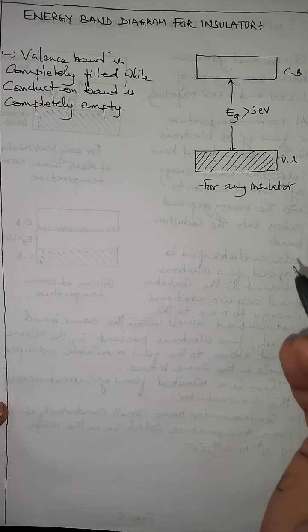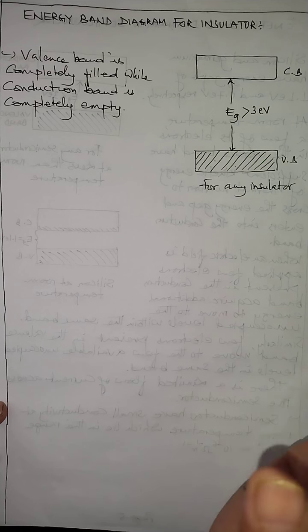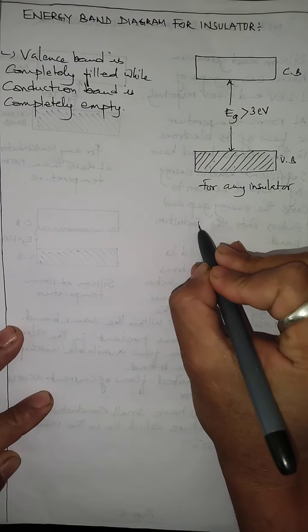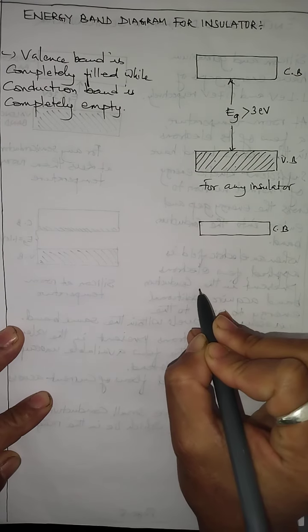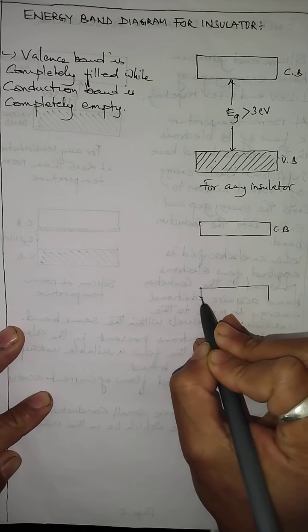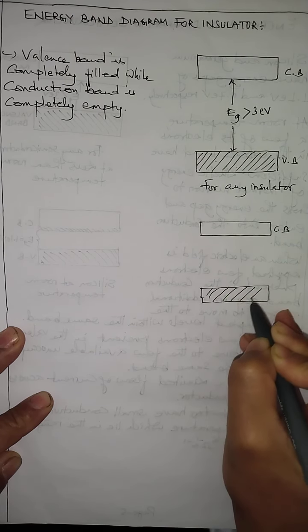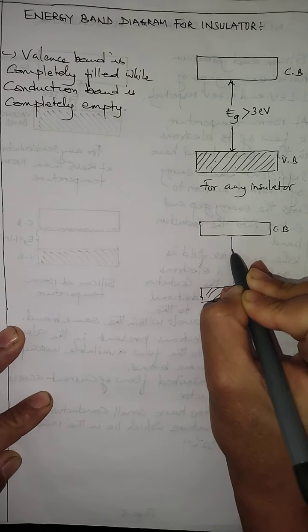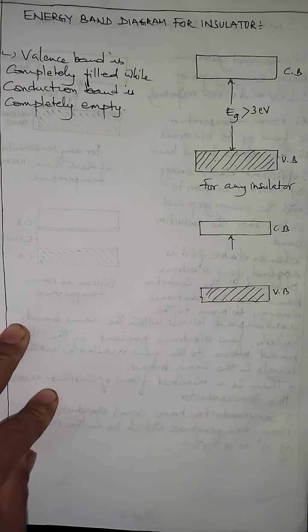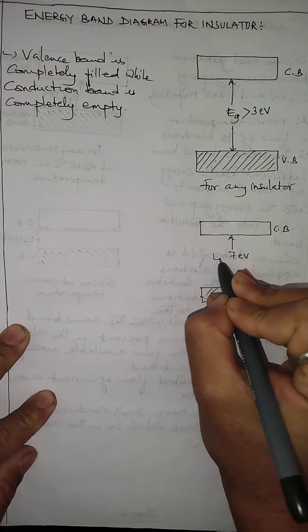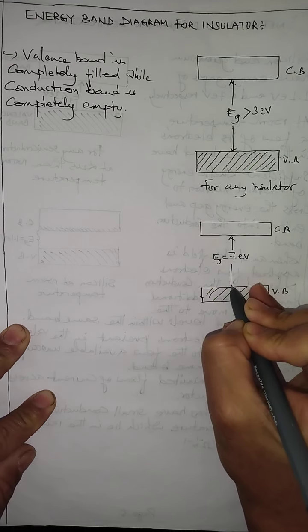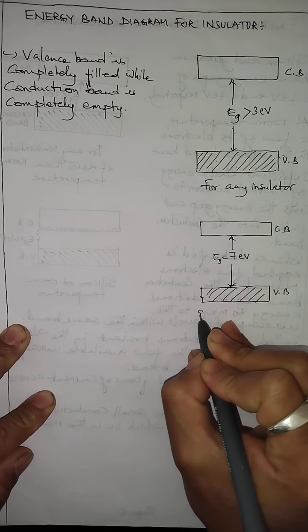Now there are many examples of insulators, but I'll take the example of one of them, which is one of the hardest substances: diamond. Let me draw the energy band diagram of diamond. In case of diamond, the conduction band and valence band have a large energy gap. This is the valence band, and the energy gap between the valence band and conduction band is approximately how much? 7 electron volt.